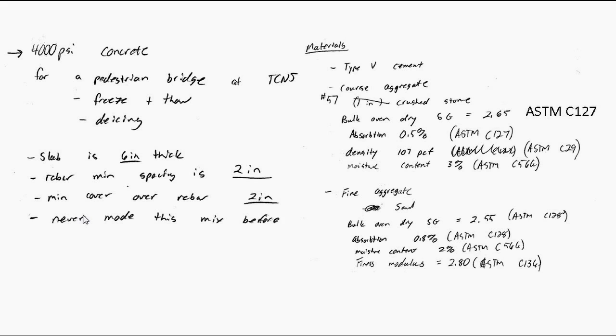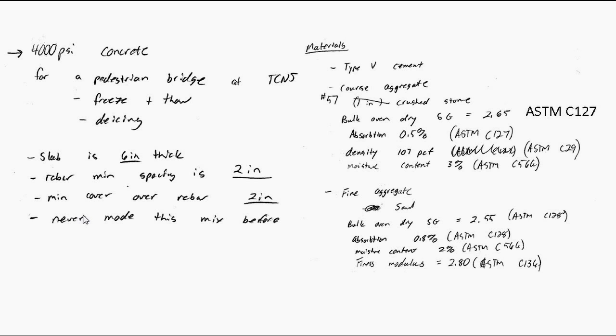The concrete is going to go into the slab. We're going to say the slab is 6 inches thick. The rebar has a minimum spacing of 2 inches. It has a minimum cover over and under the rebar of 2 inches. And it's important for us to say that we've never made this mix before because, like I told you many times, to really understand a concrete mix, we really need to understand the statistics about it. Since we don't understand the statistics, we're going to have to modify our mix design.